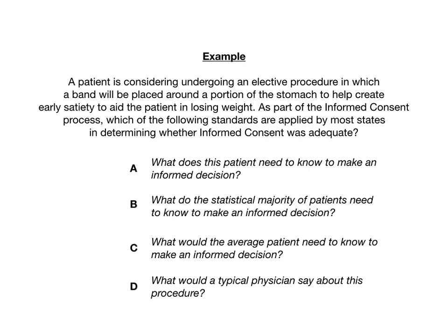Patient is going to undergo some procedure. A little band will be placed around a portion of their stomach. It'll make them get full pretty quickly, help them lose weight. So this is bariatric surgery. And as part of the informed consent process, what is the legal standard by which most states determine if the informed consent process was adequate?